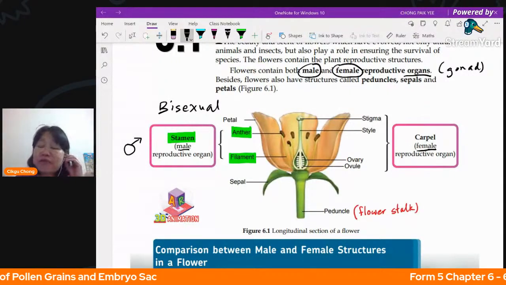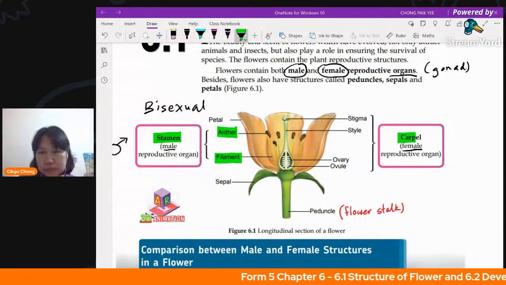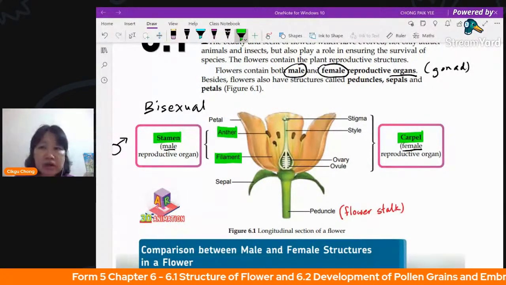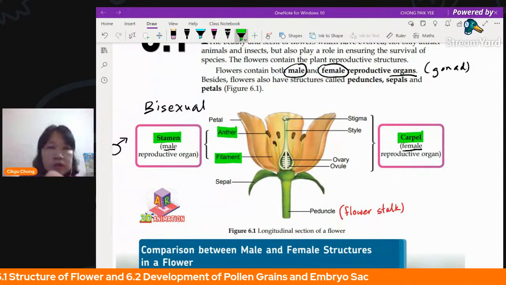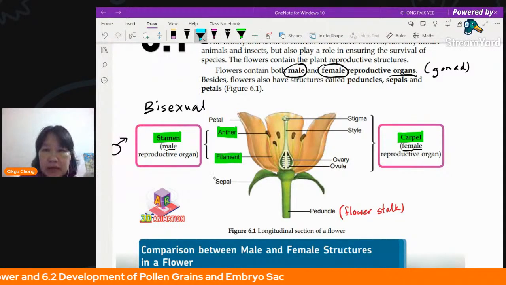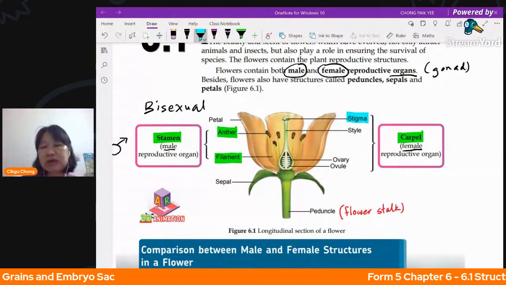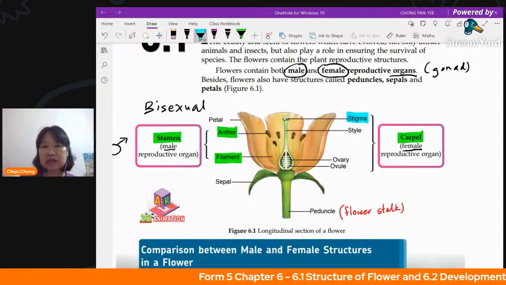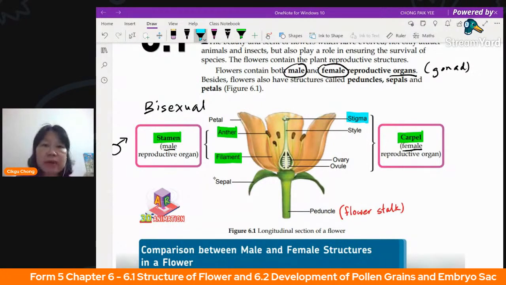Now, for the female part, the name is carpel. The carpel is the female reproductive organ, the female gonad. The carpel has four parts. You need to remember the stigma. The stigma is the most obvious, protruding part, because the stigma is supposed to catch the pollen grain. It is like the vagina for animals or mammals.